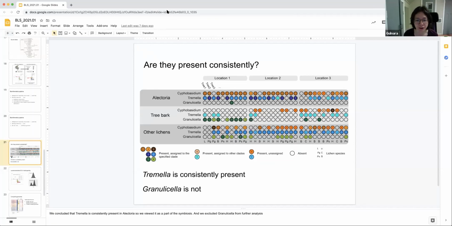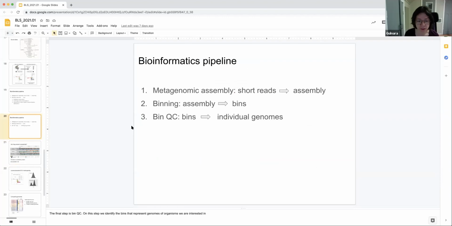Here you can see it's a little bit busy, the plot. The top panel shows Alectoria, and you can see that Cyphobasidium and Tremella are consistently present. I also have a bunch of trees based on marker genes, and I saw that Cyphobasidium and Tremella from Alectoria grouped together with lineages from Bryoria and other Alectorias.